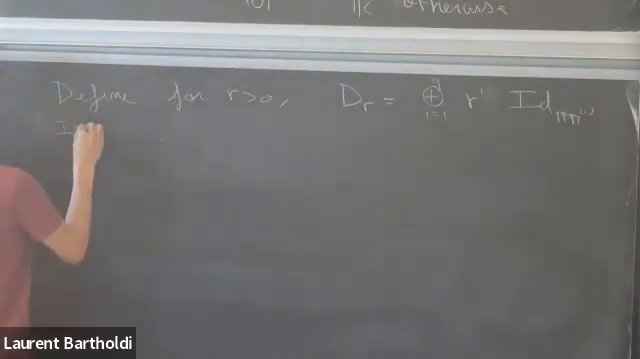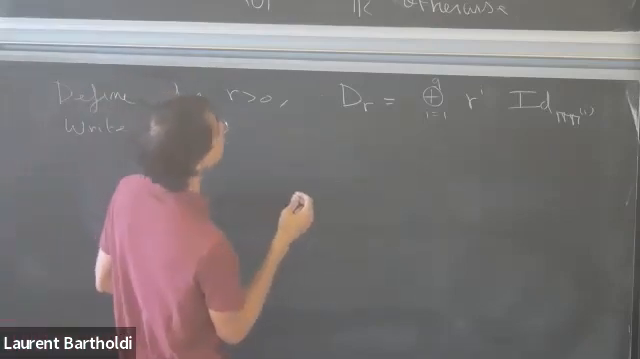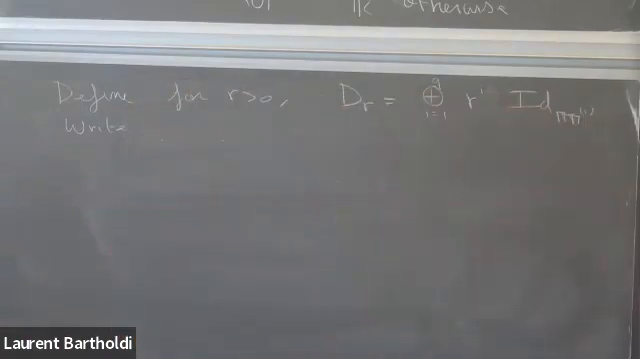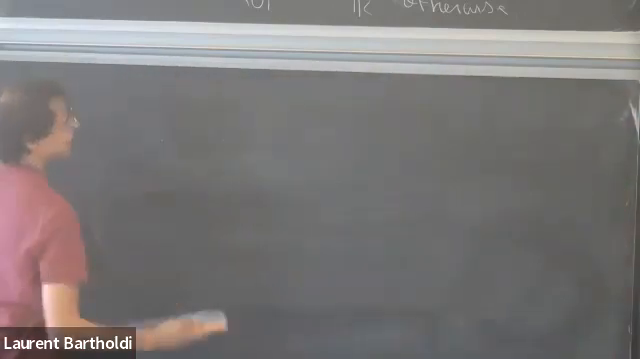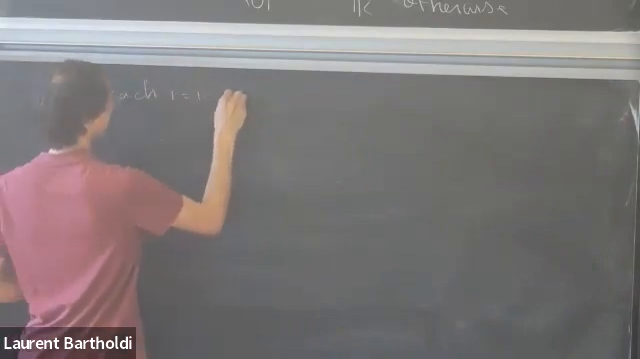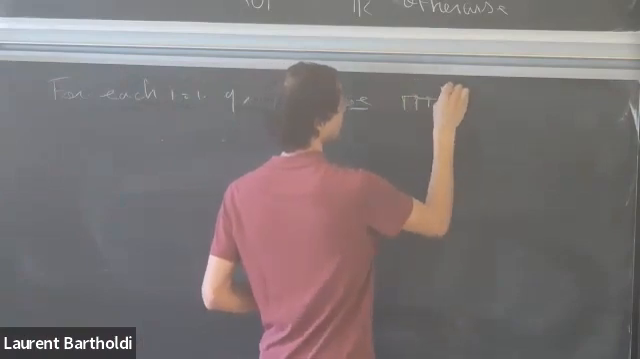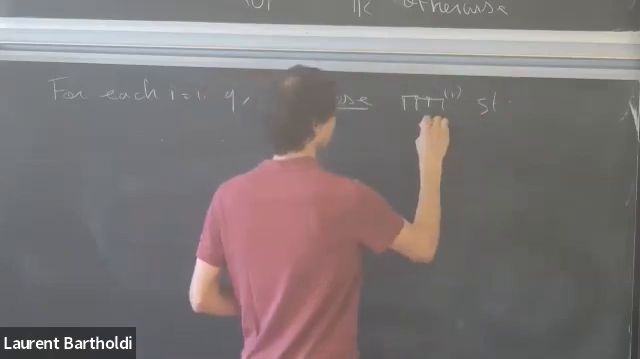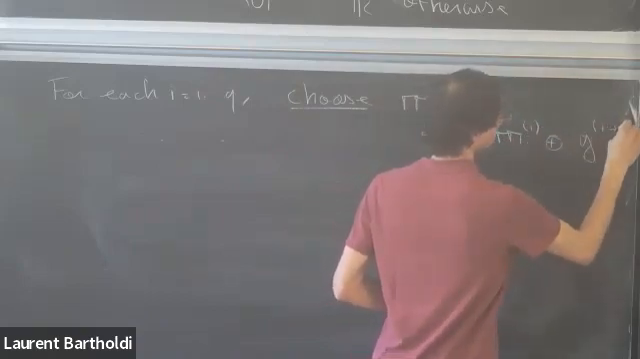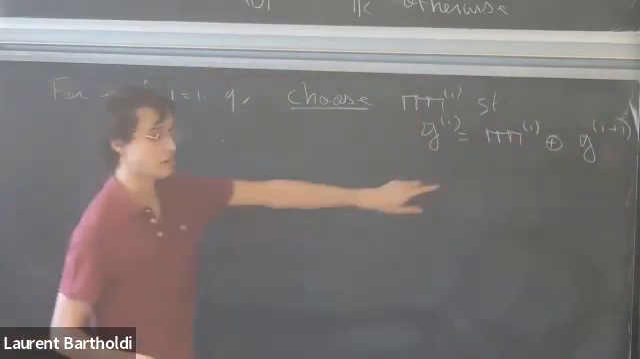So for each i, choose M_i, the complement of G_{i+1} in G_i, with M_i plus G_{i+1}. So this is exactly where the walk has scale n to the i over 2. So now you define the correct renormalization.